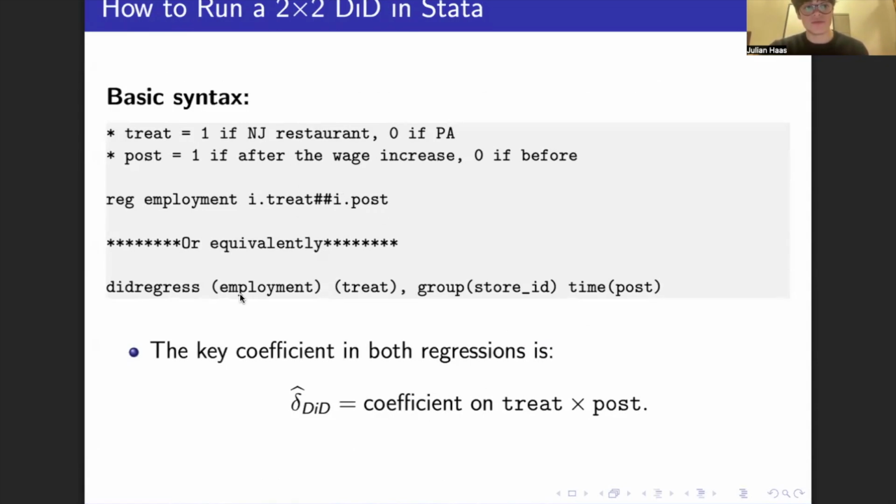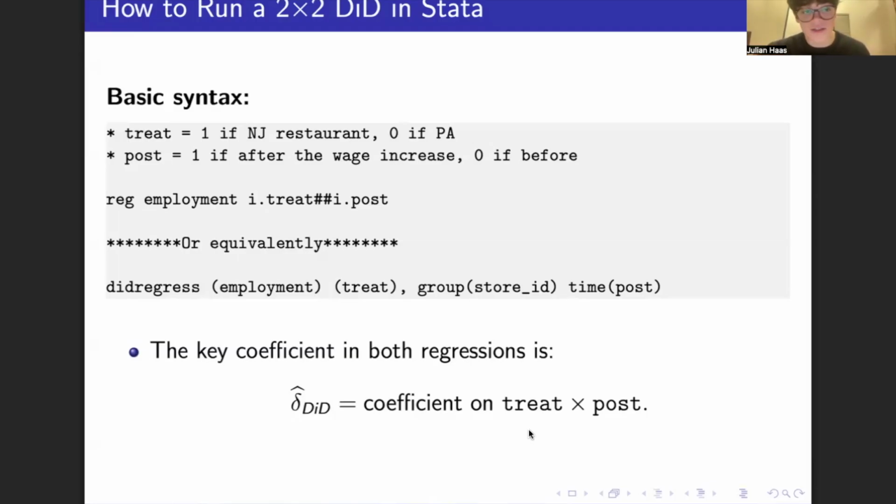So this is another way to do it as well. You'll see this sometimes in some papers, so I wanted to show it here. This is just didregress, with the dependent variable, our employment. The treatment is denoted by treat. In the Card-Krueger piece, there are different stores, different restaurants, but that's all this is saying here. And then the time dimension, the post. And so both of these are going to give us what we want, this interaction term between treat and post. And so that's about it, right?